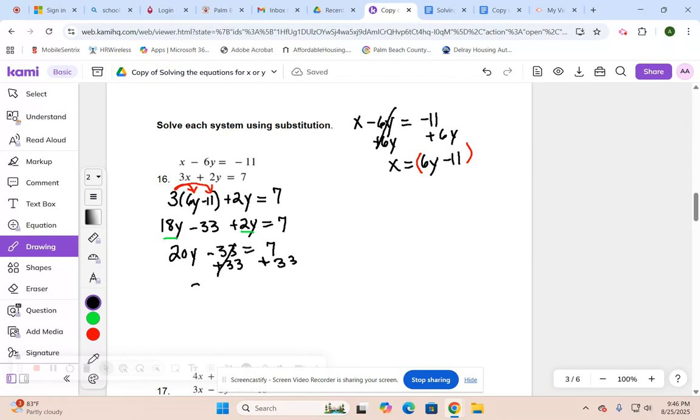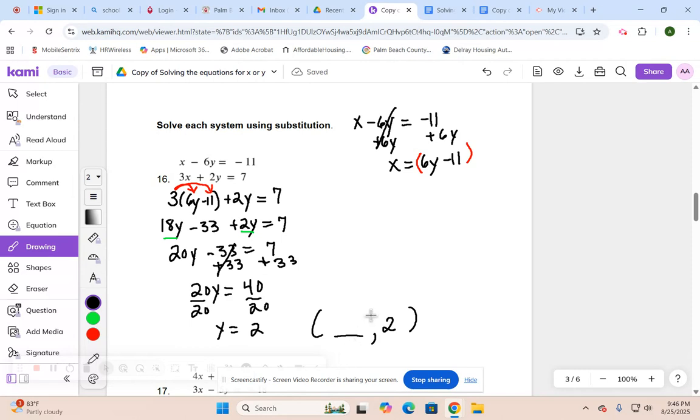Okay, so now we have 20y equals 40. Divide both sides by 20, and y equals 2. Okay, so we have found not x, y. So we've got to put it in the right place. This is our y value. So it goes on the right. We still need to find x.